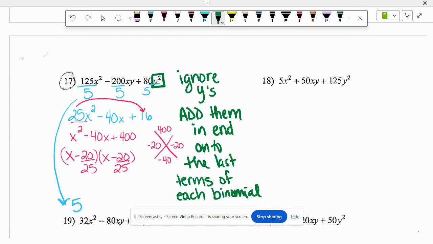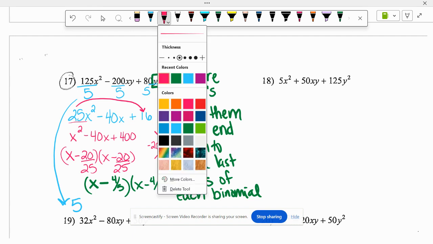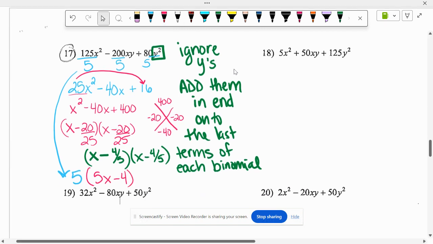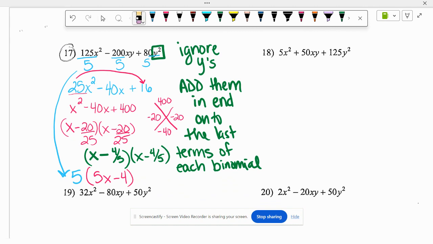I'm going to write this as a reduced fraction. x minus, let's see, 20 divided by 25, that's 4/5 times x minus 4/5. Well, 4 does not divide nicely by 5, so we're going to slide that back out in front. So that gives me 5x minus 4. They're both going to be 5x minus 4. So I'm going to write that as 5x minus 4, the quantity squared.